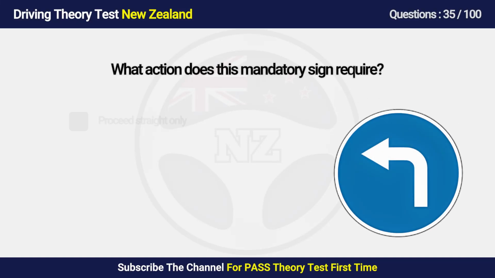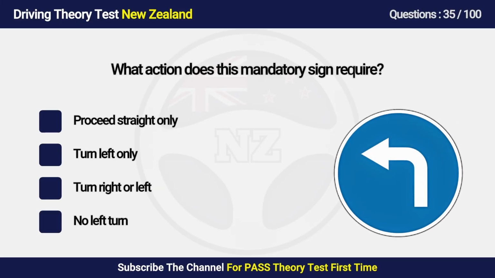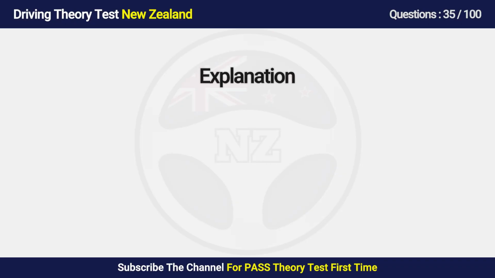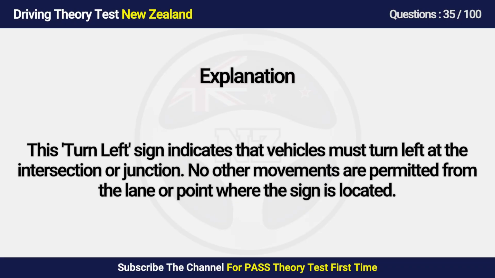Question 35. What action does this mandatory sign require? A. Proceed straight only. B. Turn left only. C. Turn right or left. D. No left turn. Answer is B. Turn left only. This turn left sign indicates that vehicles must turn left at the intersection or junction. No other movements are permitted from the lane or point where the sign is.